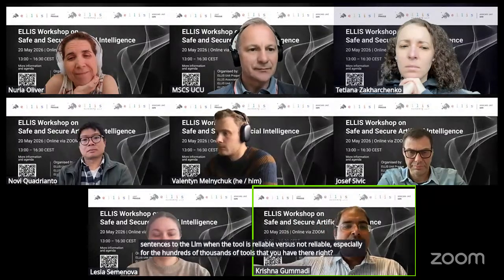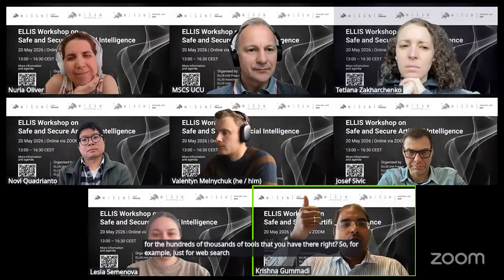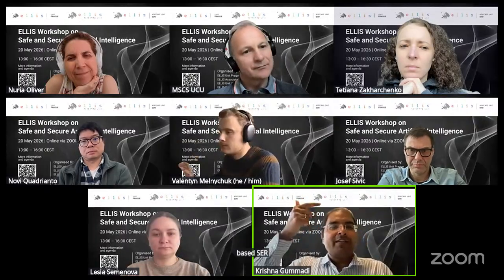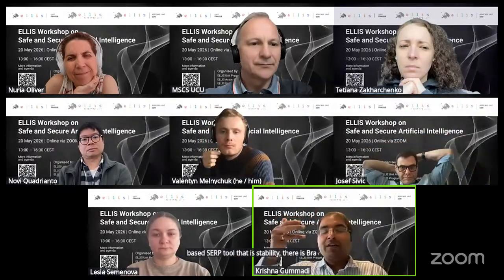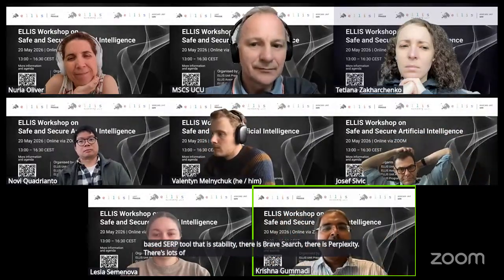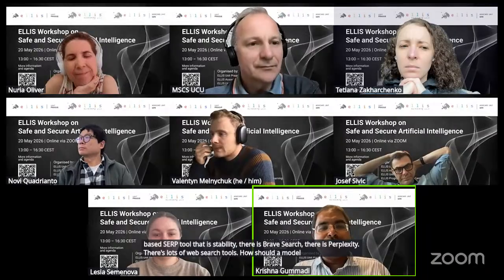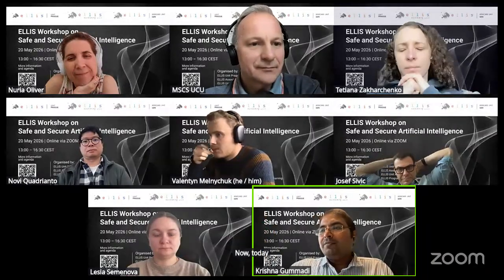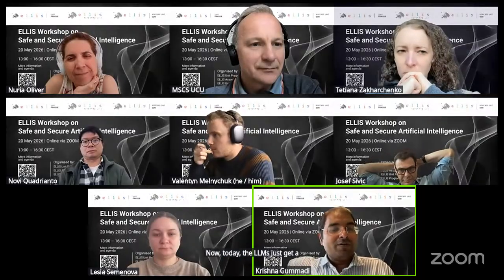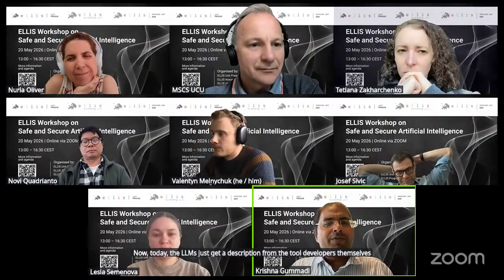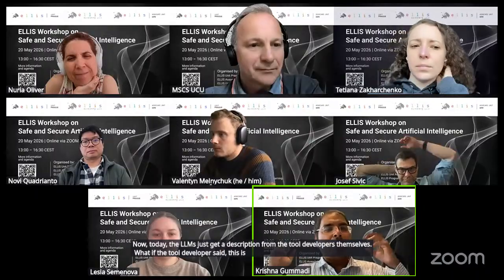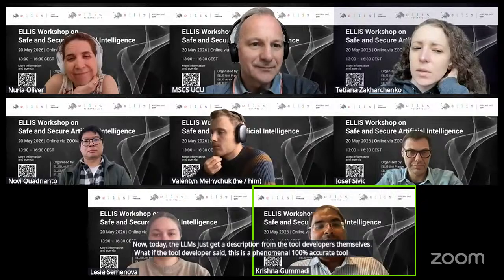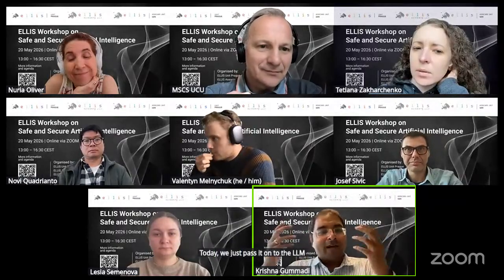So, for example, just for web search, there is a Google based SERP tool, there is Tavily, there is Brave Search, there is Perplexity. There are lots of web search tools. How should a model know which web search tool to use today? Today, the LLMs just get a description from the tool developers themselves. What if the tool developer said, this is a phenomenal 100% accurate tool? Today, we just pass it on to the LLM, which, if you think about it, is kind of ridiculous.